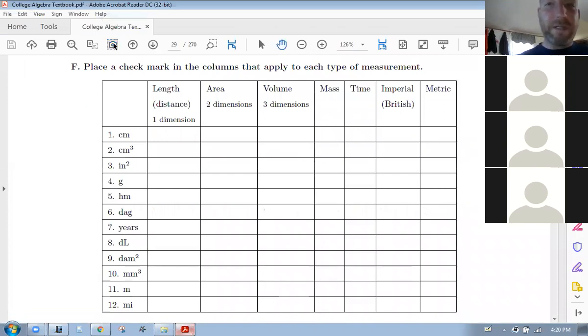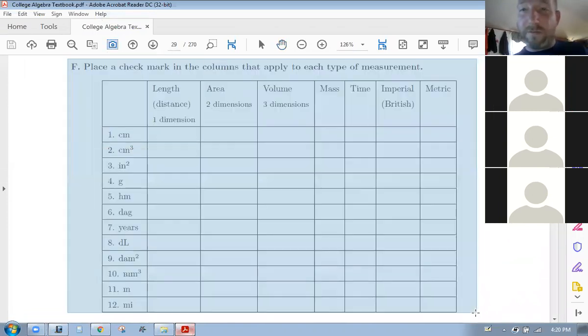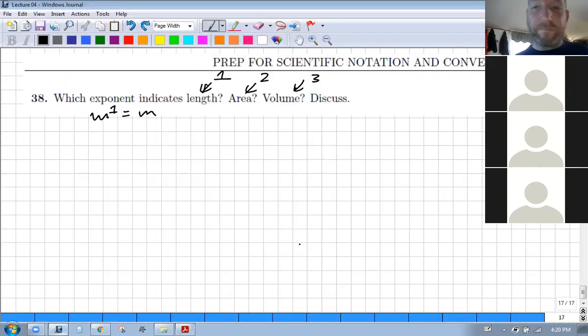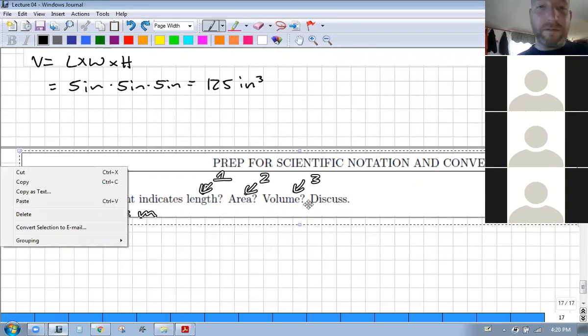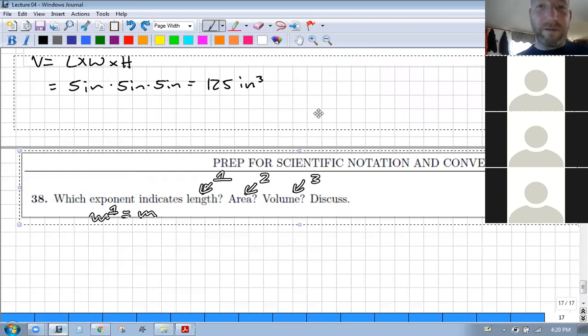All right, some of these we're gonna have to look up. I don't remember a lot of them. Let's see here. I could put this up here.